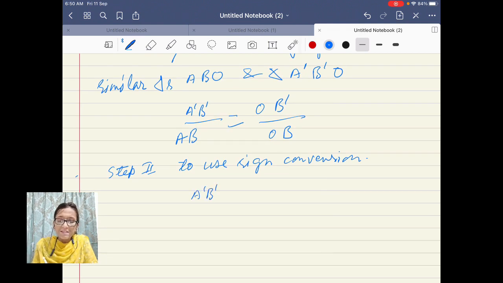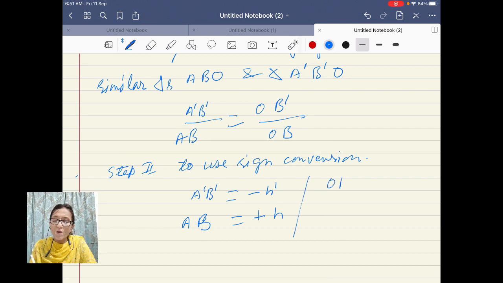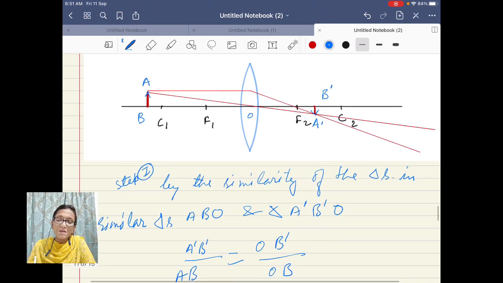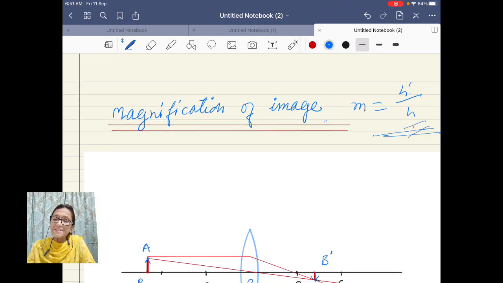And you know that A'B' is equal to image height, and this is formed below the principal axis. This would be minus h'. Image height is taken as h', and object height, since the object is forming above the principal axis, should be taken as plus h. Similarly, you have OB', image distance. This is on the right hand side of the optical center, so you should take it as positive. And OB, that is your object distance, this is negative. So for magnification, we need to find h' by h.